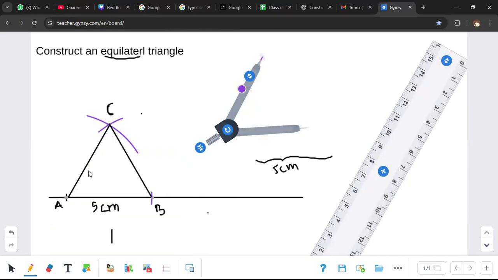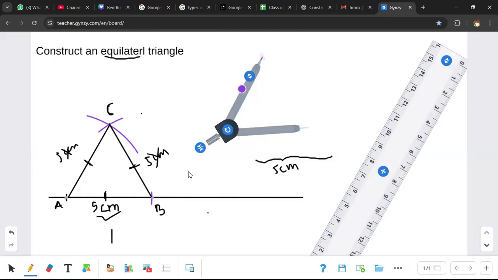So you have to mark this side equal to this side and equal to this side. So 5 centimeters. If you want, you can mark this side as 5 centimeters, and this side is also 5 centimeters. Actually, no need to mark these two. It is enough to mark this one. So now you have constructed an equilateral triangle with side length of 5 centimeters.